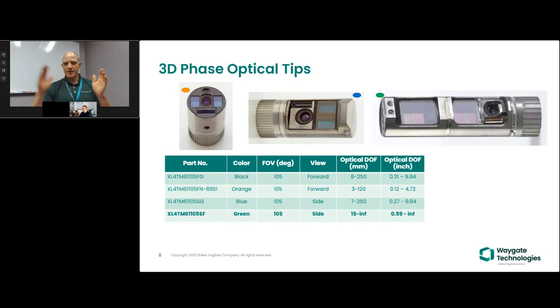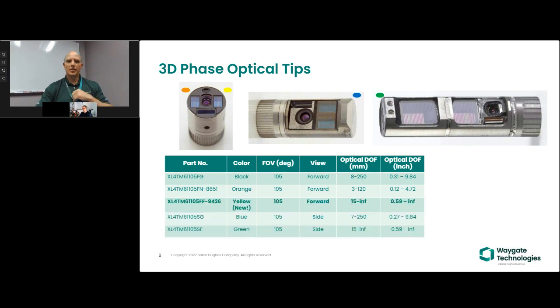Next, we wanted to extend the measuring capability on the far end, so we created a side view green tip. This one has a near depth of field of about 15 millimeters. And just recently, we had a customer who was using a black tip, and they were really pushing the capabilities of that tip on the far end. So we created a yellow version of the forward tip, again very similar to the black, but here the optical depth of field is pushed out to 15 millimeters on the near side.